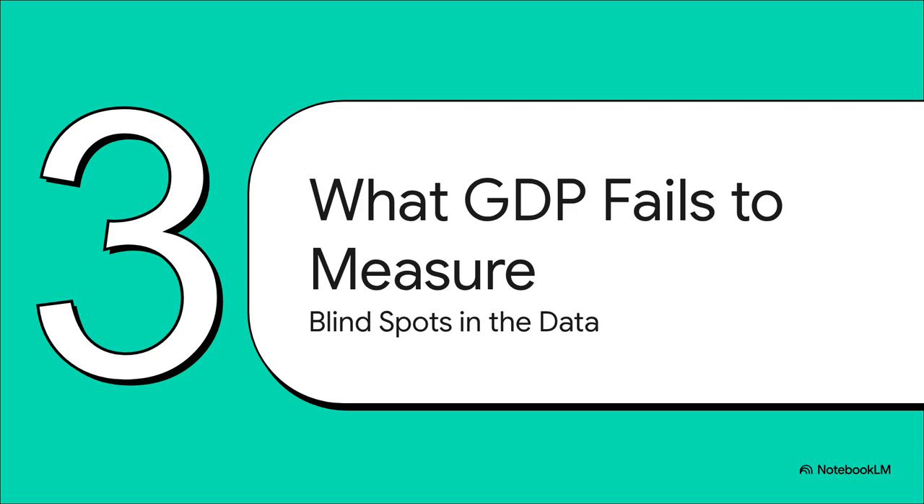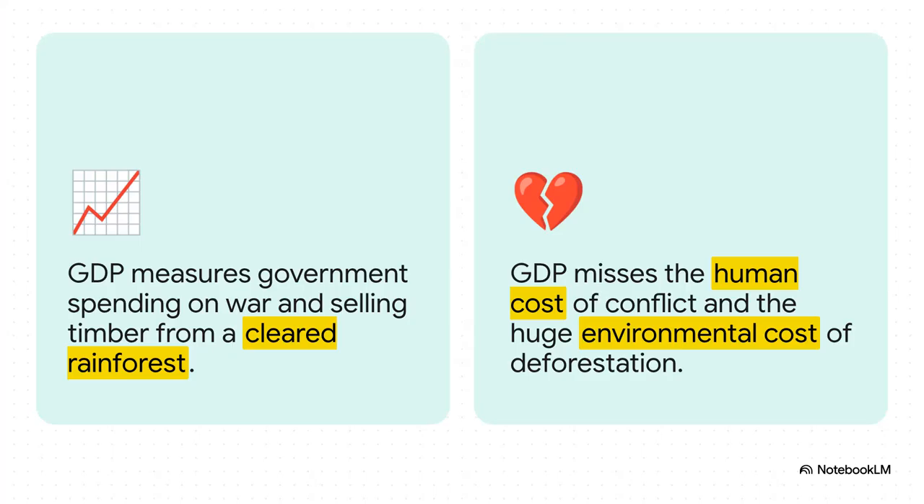Far from it. It's absolutely essential to understand what it doesn't tell us, because the number has some pretty big blind spots. Let me give you a couple of really stark examples. When a government spends a ton of money on a war, GDP goes up. But that number says nothing about the terrible human cost of that conflict. Or say a company clear-cuts a rainforest and sells the timber. That boosts GDP too, but the number completely ignores the devastating long-term environmental damage.